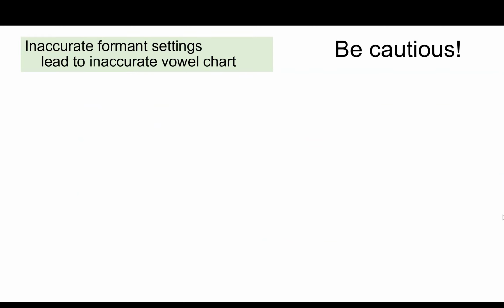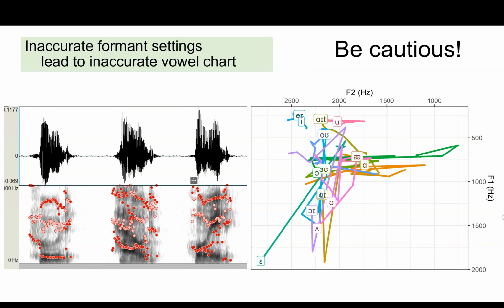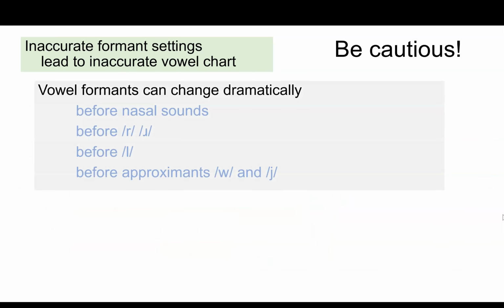Some notes of caution here before you go and make your vowel chart. First, your formant chart is only as accurate as your formant settings. Don't do this automatically. Check your formant tracks to make sure they don't contain any weird discontinuities. If your formant tracking is garbage, then your vowel chart will also be garbage. Vowel formants are heavily affected if the next sound is a nasal, and also whether the next sound is a r or l or an approximant. So even if you find vowels in these environments, try to find those vowels elsewhere in a cleaner phonetic environment.